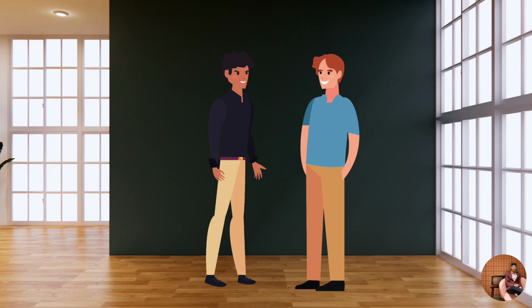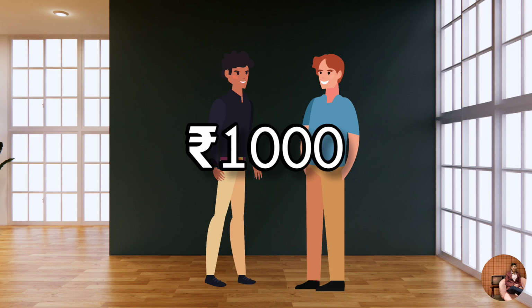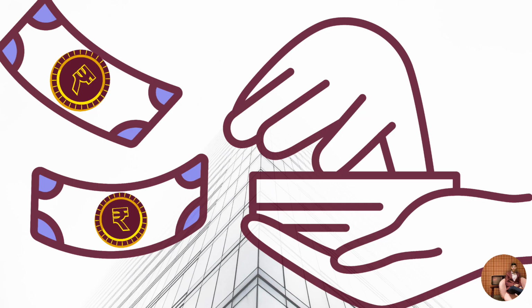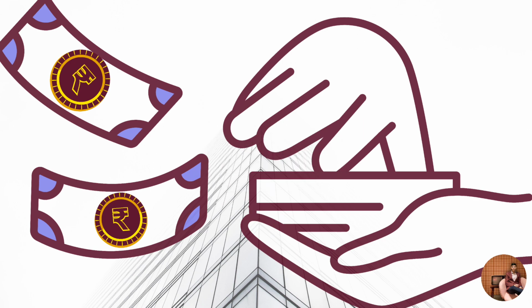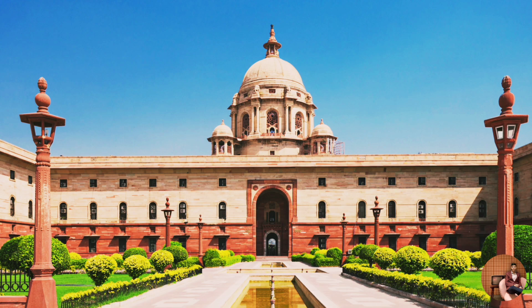How does it work? Suppose I took a loan of 1000 rupees from you, अच्छा, and spent all of it. मेरे पास 250 rupees ही बचे हैं. So how will I repay the loan when I don't have 1000 rupees? But remember this, I can control rupee. I can control the value of rupee because I am Indian government. So what I do is I start printing more money.